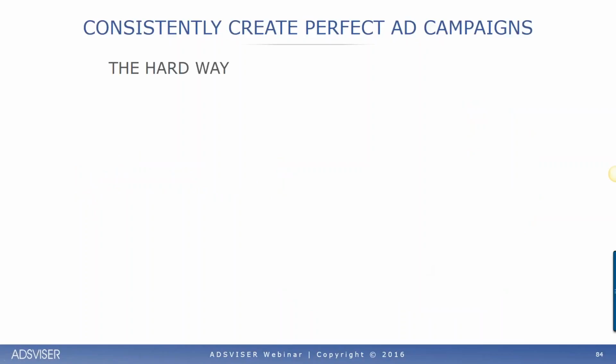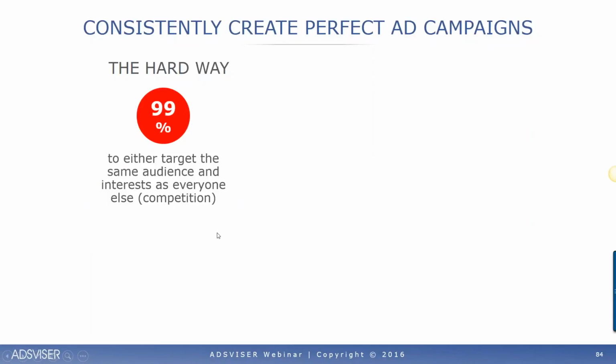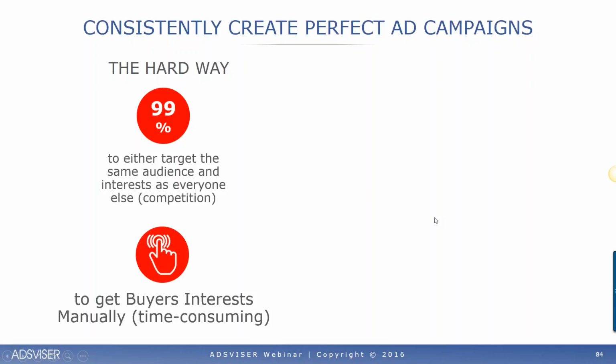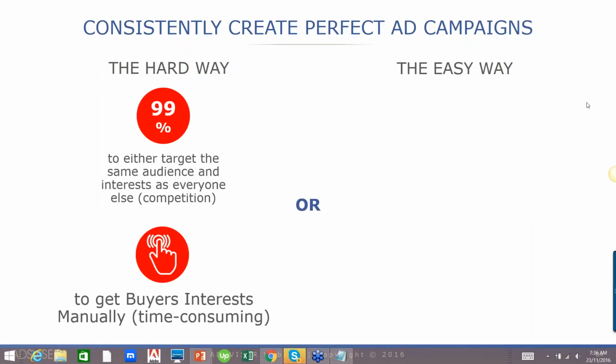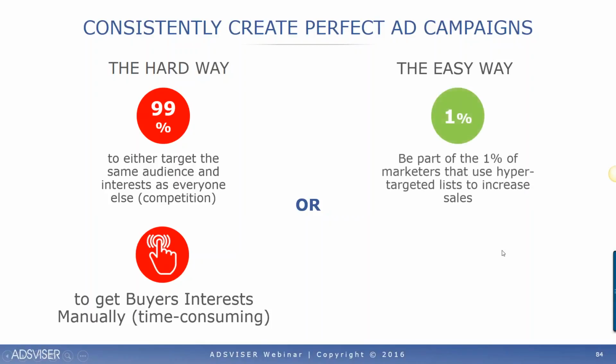So what we have basically is you can choose the hard way to do it manually. You can be in the 99%, which means you either target the same audience as everyone else is using and get buyers' interest manually, which is very, very time consuming. Or you can do it the easy way, guys. There are videos contained within Adsviser that will show you how to use it. So the easy way is basically to be part of the 1%.